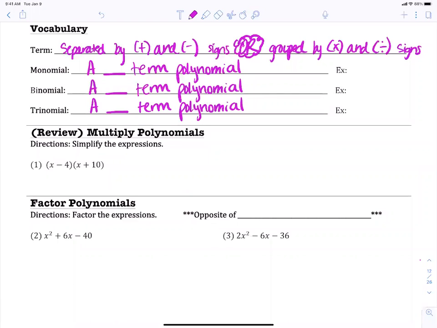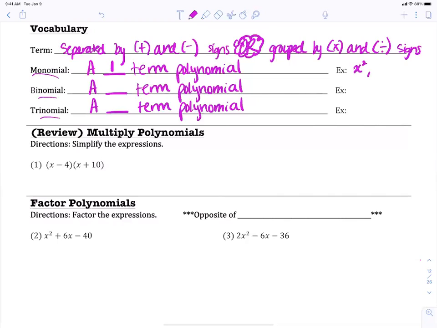So when we talk about terms, usually it's in reference to probably the 3 most common types of polynomials. We have what's called a monomial, a binomial, and a trinomial. And really these are talking about how many terms the polynomial actually has. So for example, a monomial is a 1-term polynomial. In terms of terms, it basically just means that there are no addition or subtraction signs.